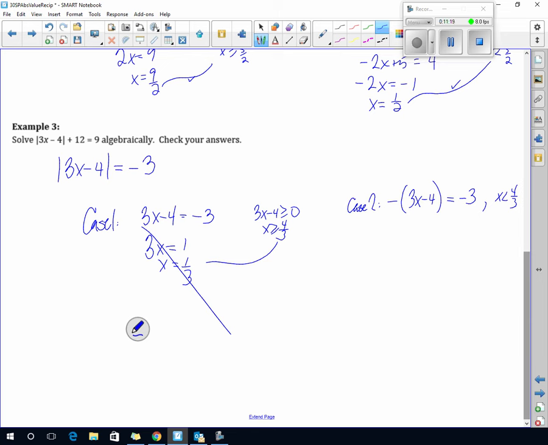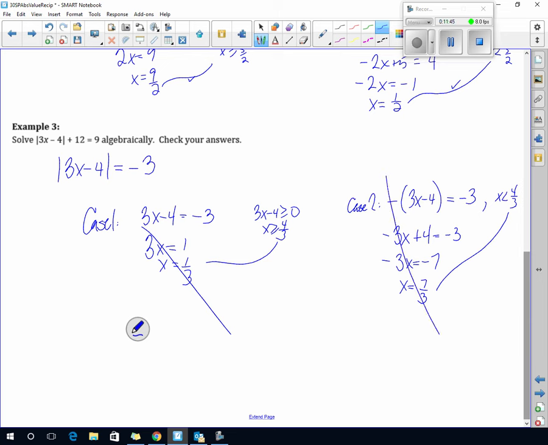Move the 4 over, I get negative 3x equals negative 7. Divide by negative 3, I get x equals 7 over 3 positive. Is that true? Nope. Reject. So what's my answer? No solution.